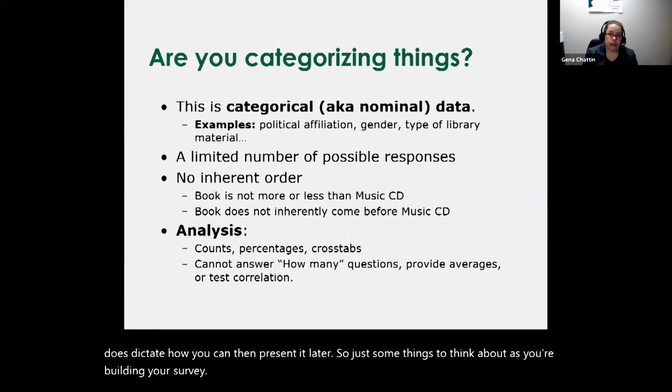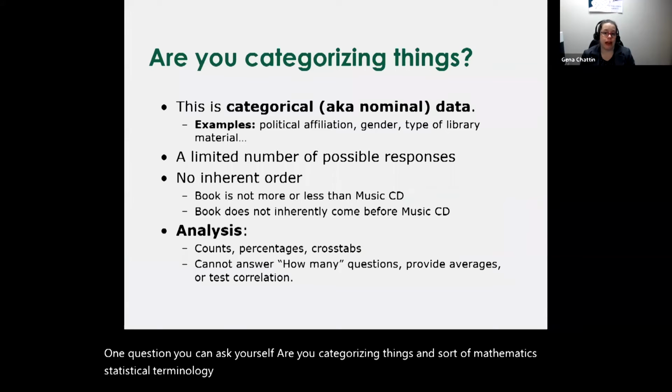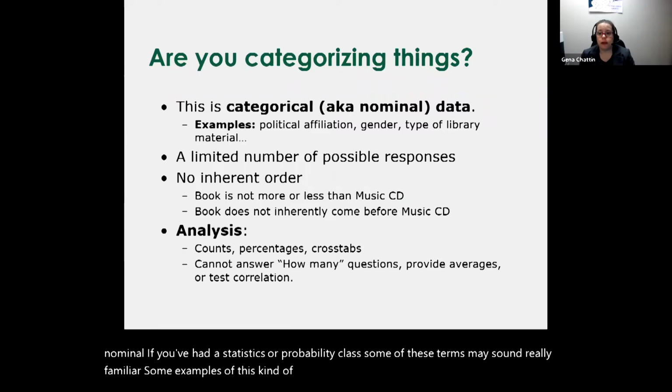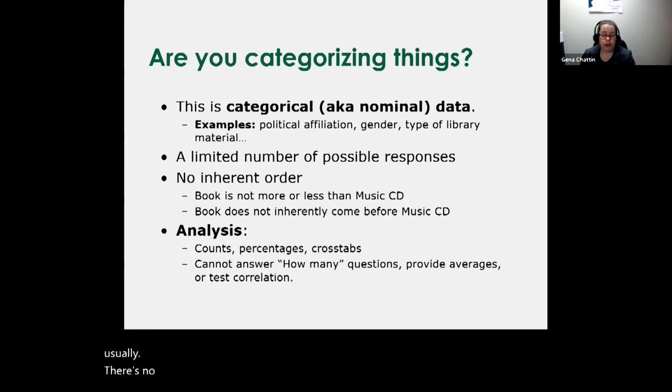One question you can ask yourself: are you categorizing things? And sort of mathematic, statistical terminology for this kind of information is categorical data, sometimes also called nominal. If you've had a statistics or probability class, some of these terms may sound really familiar. Some examples of this kind of information are political affiliation, gender, type of library material, usually text information. There are a limited number of possible responses usually. There's no inherent order to these items.